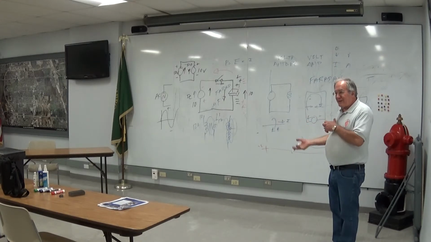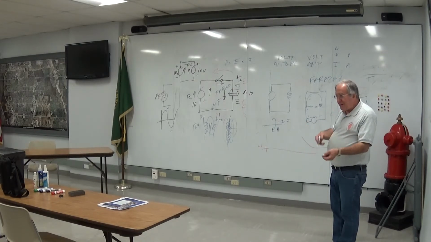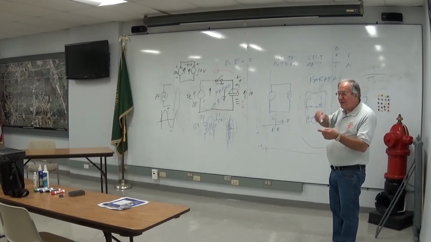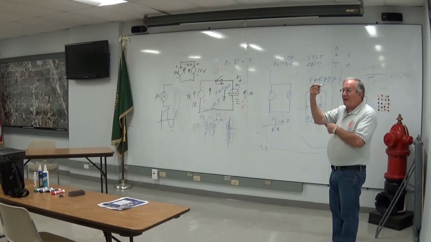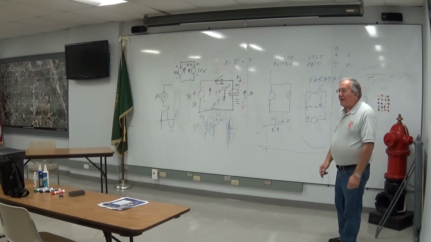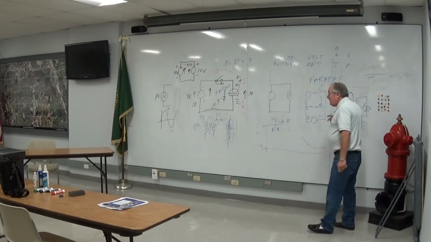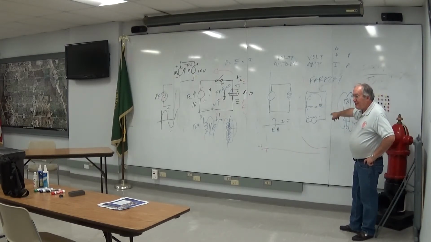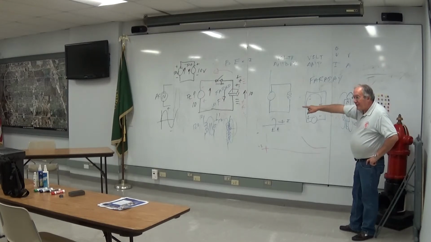Generators and motors are the same thing. If you put a current in, you're going to get a magnetic field out, and you're going to make it into a motor. If you turn the thing, you're going to get a current out because you have a moving magnetic field. So whenever a conductor crosses a magnetic line of flux, you get a current flow. Whenever you have a current flow, you get a magnetic line of flux.